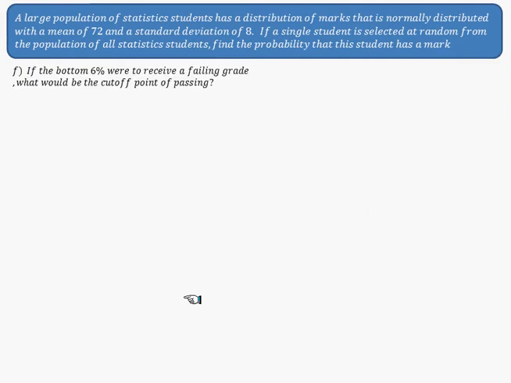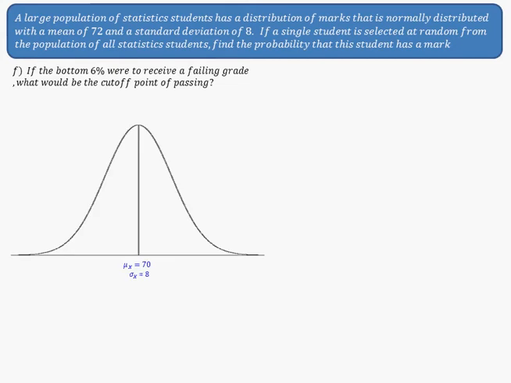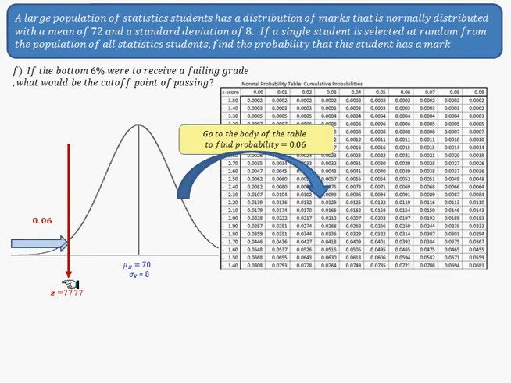Now we're going to look at the reverse of that. Suppose the bottom 6% were to receive a failing grade. If you look at the screen here, this means that the cumulative area to the left here, in this left tail, is 0.06. So we want to find the z-score. We go to the table, and we go into the body of the table here, because these are probabilities, and we're looking for 0.06. And we see it's down here, between two values.